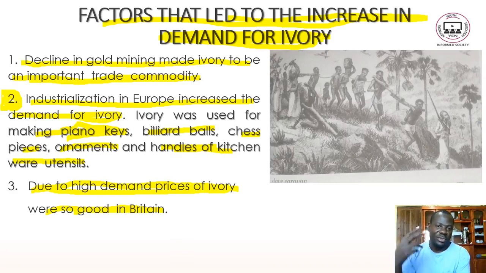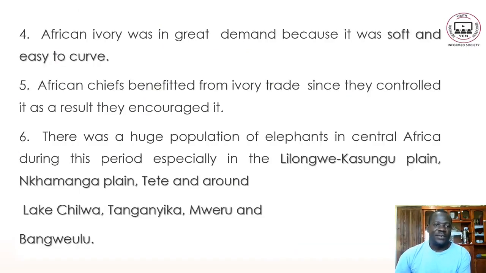Remember the period of industrialization. We looked at this in Form 2. During that time, in Britain, there were a lot of factories. As such, there was high demand for ivory in Britain. Another factor for the growth of the ivory trade was that ivory taken from Africa was in great demand because it was soft and easy to carve. So the ivory that was taken from Africa was easy to carve or to shape into something else.